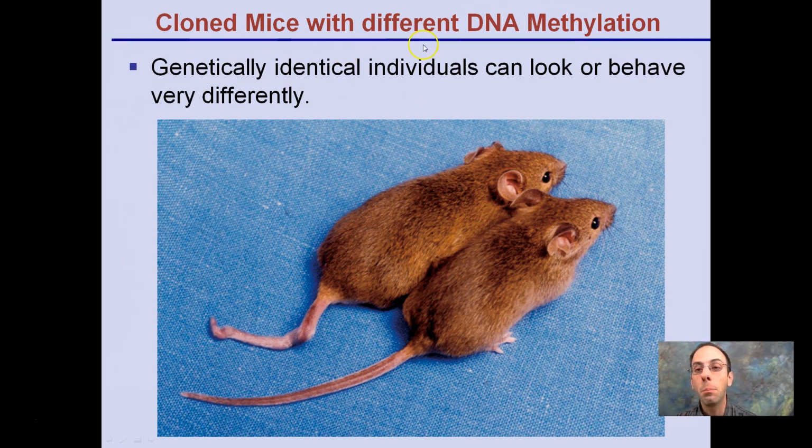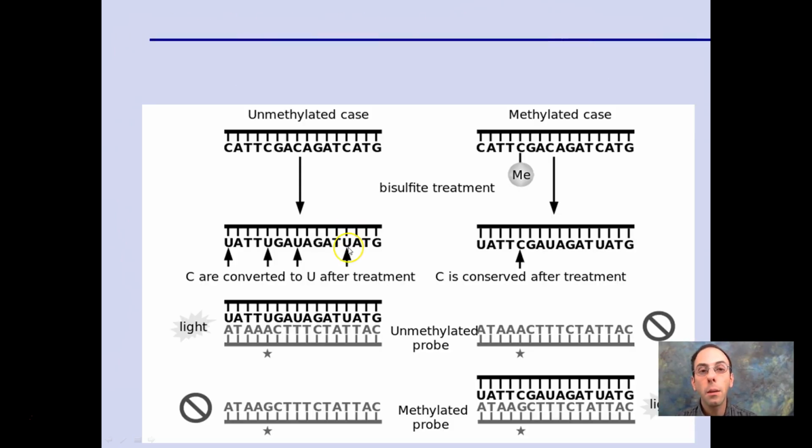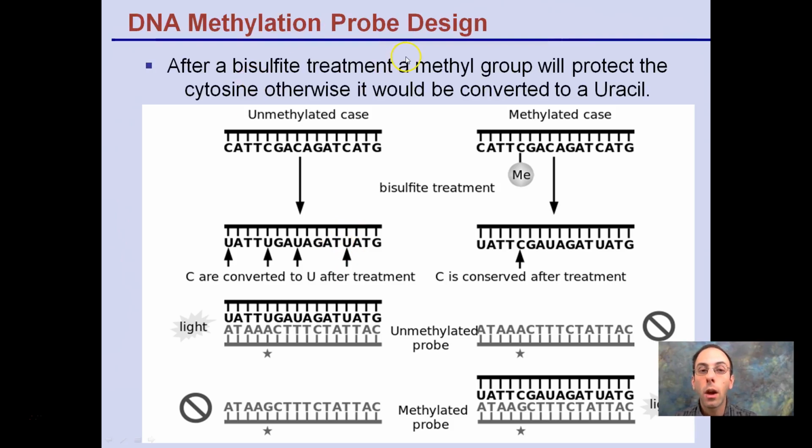Now, clone mice with different DNA methylation. Genetically identical individuals can look or behave very differently based on the methylation. Remember, it's affecting the gene expression, not the sequence. Here we have our two mice. They look slightly different, but if you look at the tails, there's definitely a difference. You see a nice normal tail here, and this one looks like it got run over or something. But this is because the methyl groups located in the tail region of this mouse are altering the gene expression.